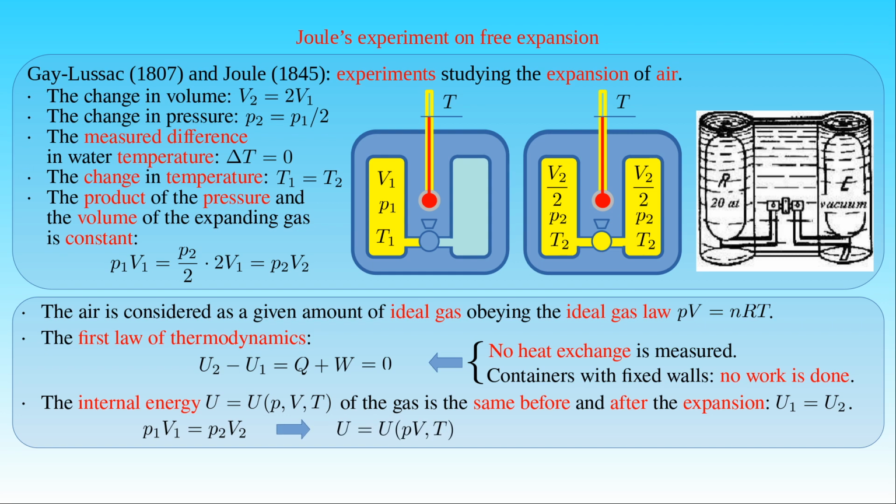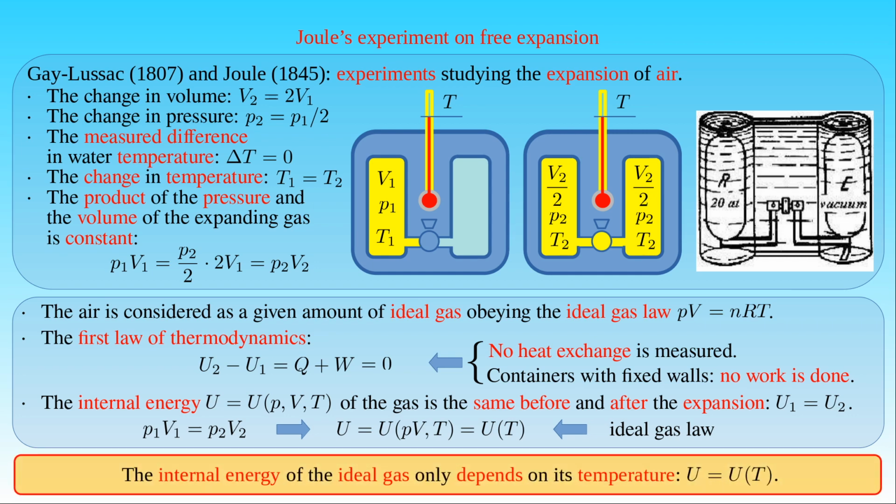However, this product is directly proportional to the temperature, as the ideal gas law shows. Then we can express the internal energy as a function of temperature, which neither depends on the pressure nor the volume. The conclusion drawn from the result of the experiment is the following. The internal energy of an ideal gas depends only on one state variable, which is the absolute temperature of the gas. In other words, the internal energy U of an ideal gas is a unique function of its absolute temperature T.